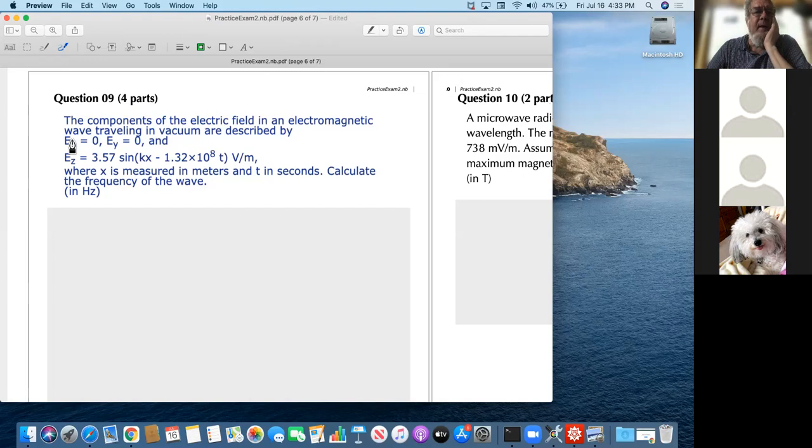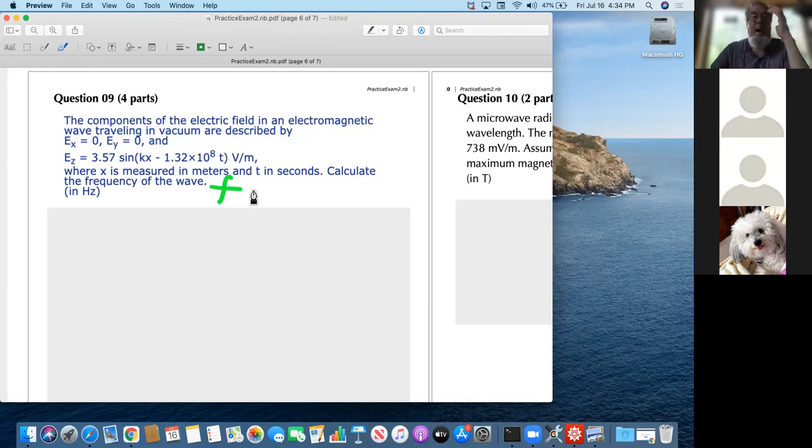In this problem, they tell you that the electric field is oscillating in the z direction. And it has some amplitude times sine of kx minus omega t, where the value of omega is given. And the first question is, what's the frequency? Now, when they say frequency, what they mean is F. That's 1 over the period of oscillation.